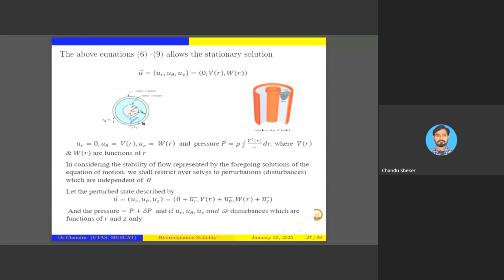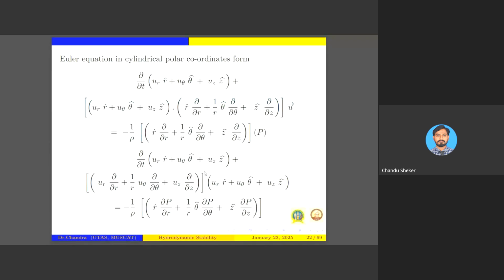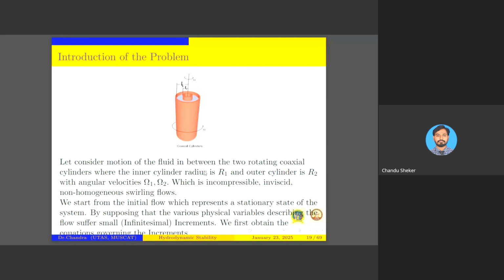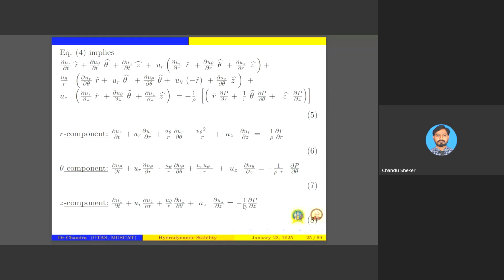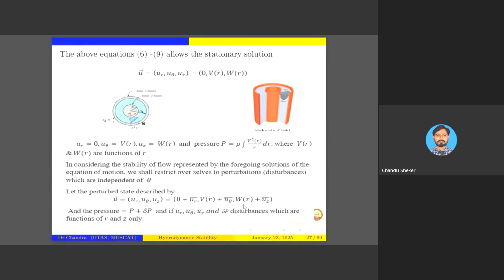Now see what we assumed before in the modeling of the problem. First of all, we'll start with the initial flow, which represents the stationary state. Actually, we'll start with the stationary velocities.